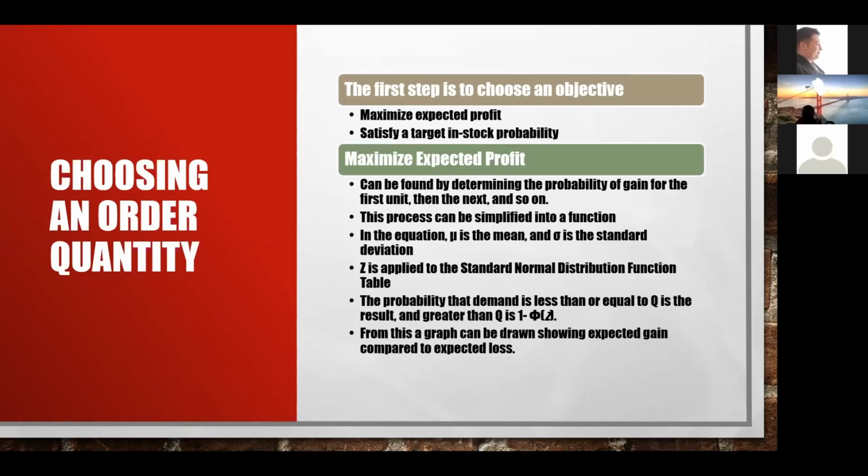From the graph that is drawn, you can see the expected gains compared to the expected losses. So basically what happens is a function is created, from taking the probability of every single item being sold and then putting them all together. That's what the function represents.